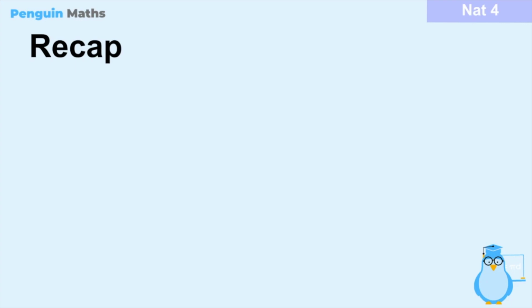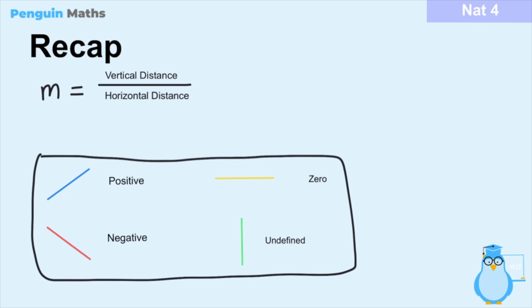So let's recap this lesson on straight lines and in particular gradients. So we said that the gradient can be generally defined as being equal to the vertical distance divided by the horizontal distance between 2 points. And we now know that if the line is sloping upwards, then the answer of this is going to be positive. If it's sloping downwards, then the answer of this is going to be negative. If the line is horizontal or it runs parallel with the x-axis, then it's 0. But if the line is vertical or it's parallel with the y-axis, then the gradient is undefined.